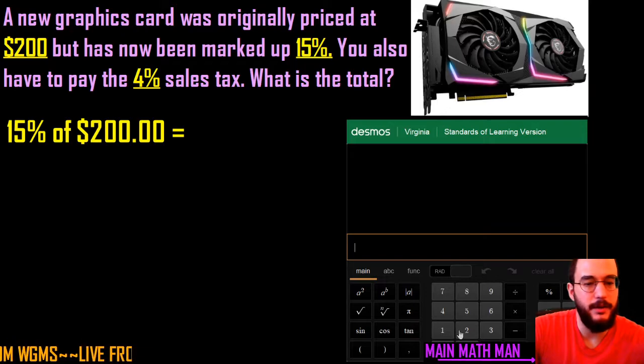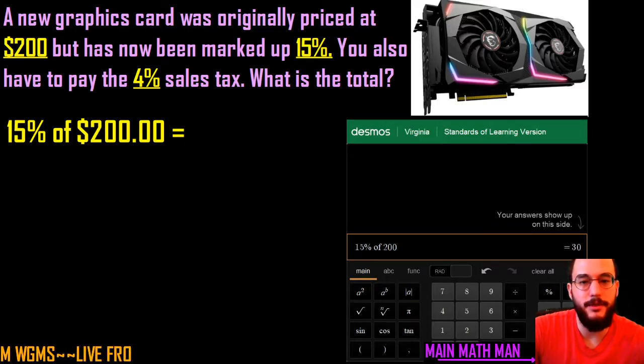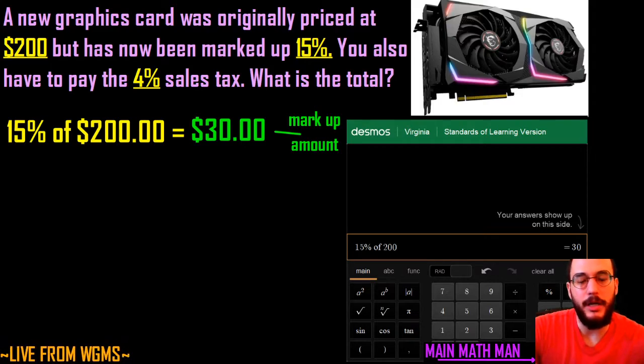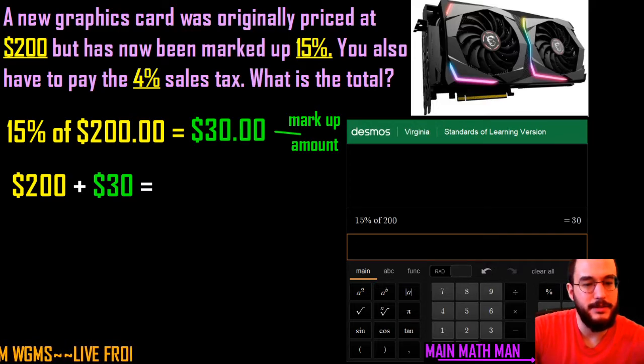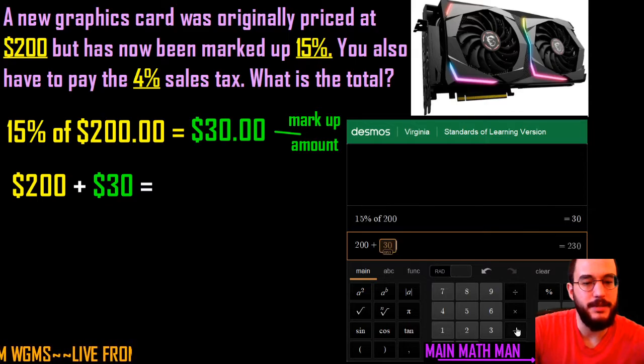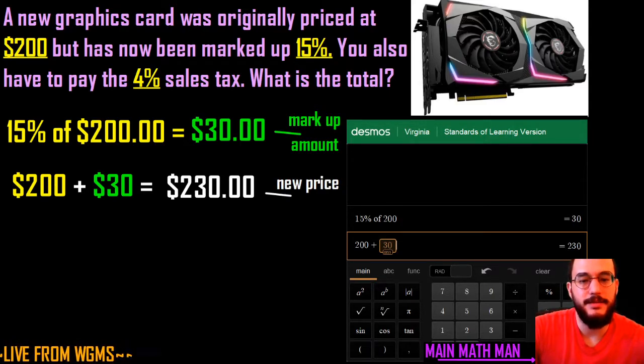And so we're going to say, all right, 15%. So I have 15% of $200. And so it's saying, okay, it's $30. And what is that $30? That is the markup amount. So now we have to add those two together. I'm going to hit a new line. I have 200 plus my previous answer, because that was the markup amount. And what is this $230? That is the new price.